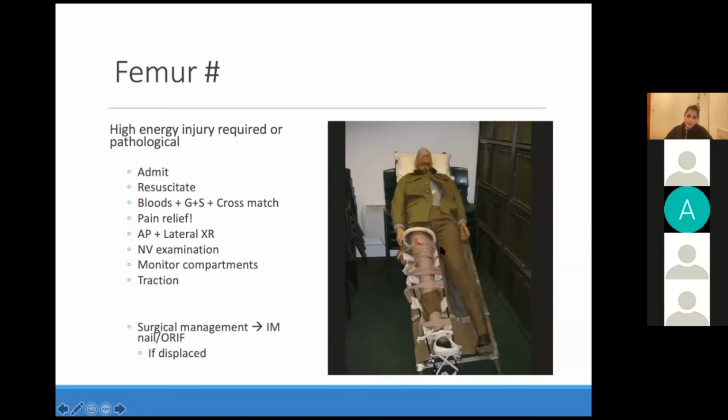Here what you can see on this mannequin is a type of splint. So that fracture has been reduced, most likely in a paramedic setting, so outside the hospital, and it's in this type of splint.